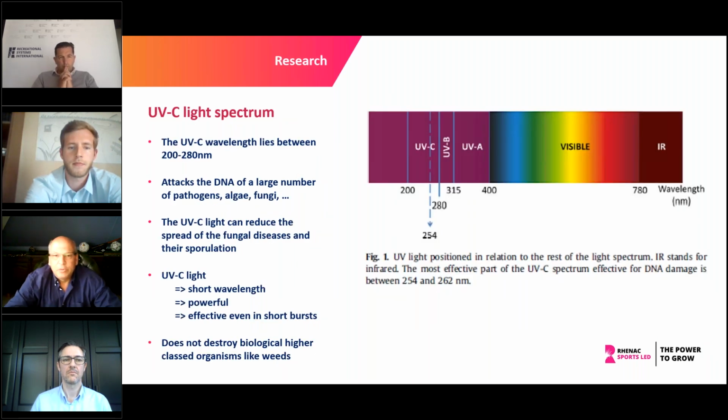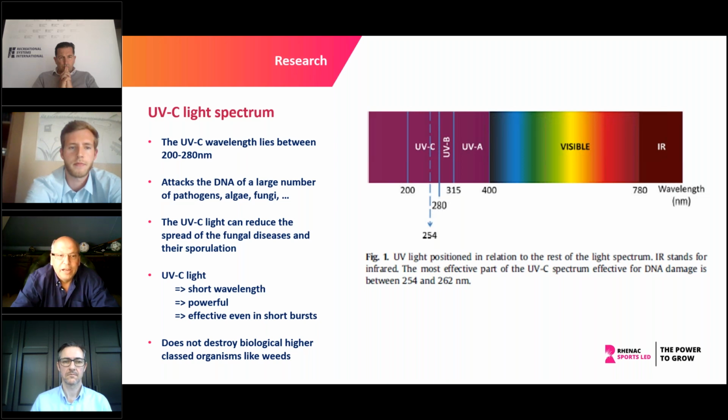The UVC light spectrum that we've used, the general UVC light spectrum lies between the 200 and the 280 nanometers. But we know that part of that UVC spectrum in particular is actually attacking into the DNA of a large number of pathogens, algae, fungi, etc. And that is between the 254 and the 262 nanometers, which is a really narrow bandwidth. That's what we had to look at. How can we actually apply that amount of light in that particular spectrum in our tests? And we've managed to do that with our LED system.